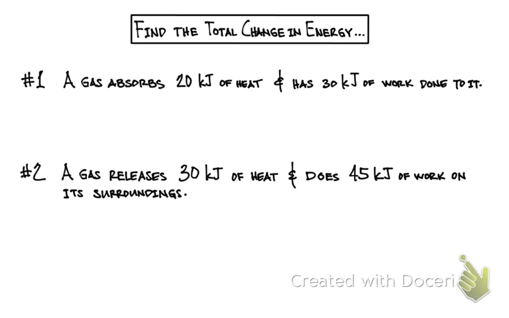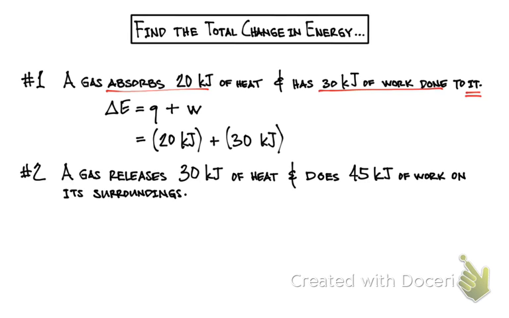Here's a few more examples. Find the total change in energy. For the first one, a gas absorbs 20 kilojoules of heat and has 30 kilojoules of work done to it. Since the gas absorbed heat, we give it a positive sign, positive 20 kilojoules. And because work was done to it, we give work a positive sign as well, plus 30 kilojoules. And this gives us 50 kilojoules of energy.